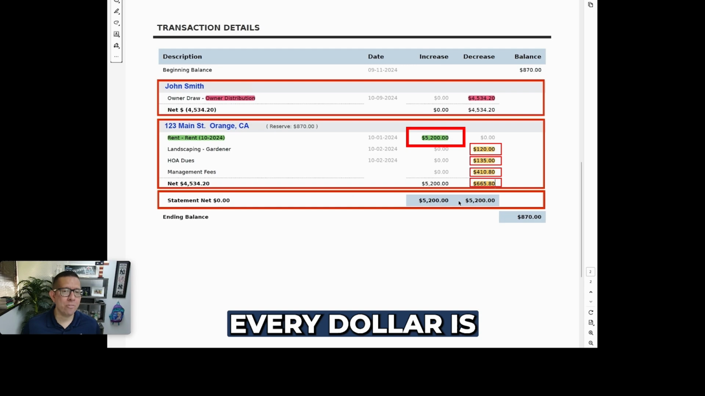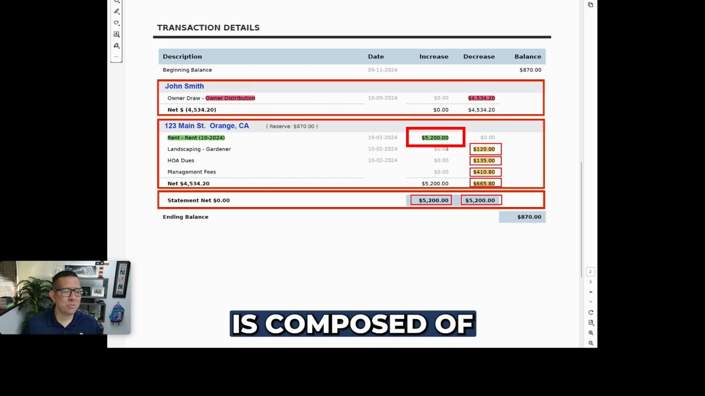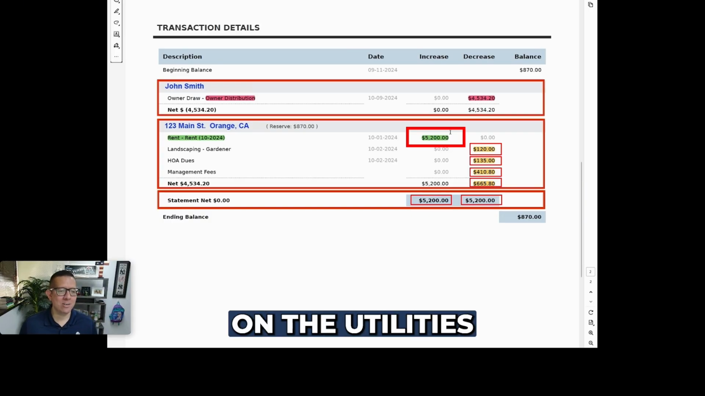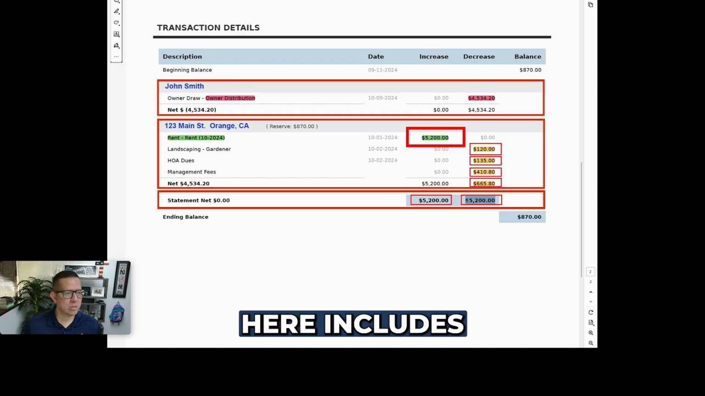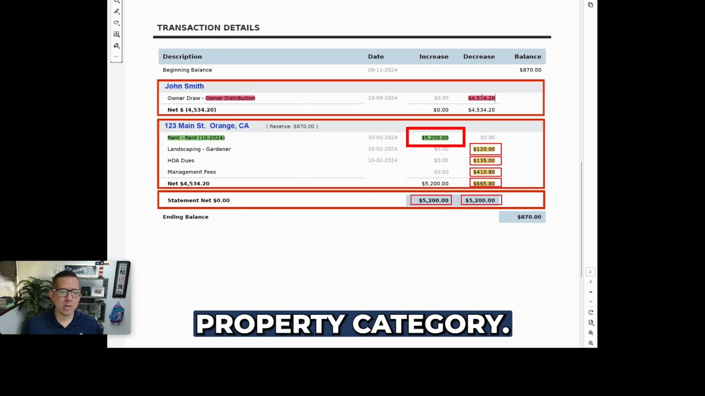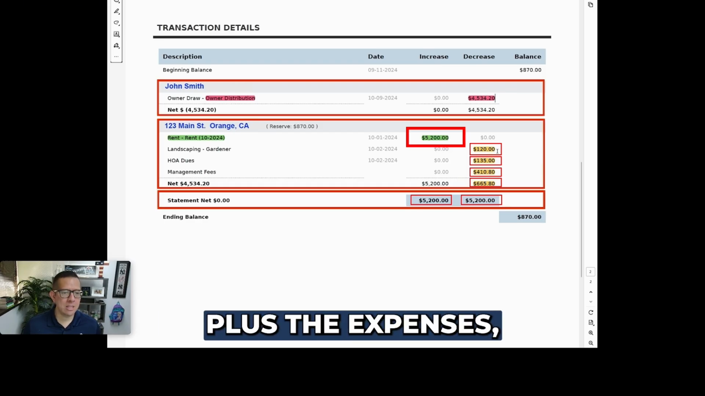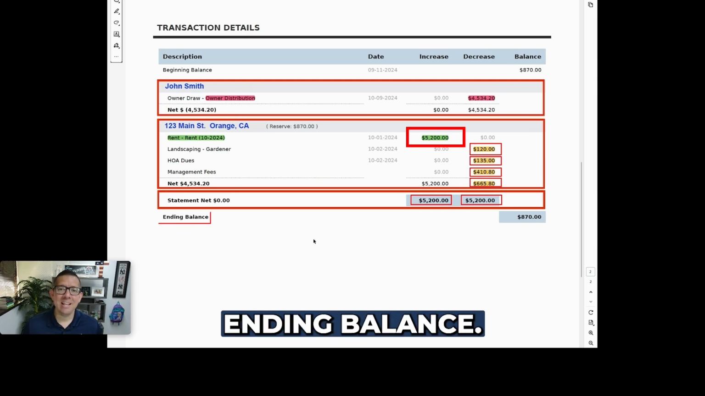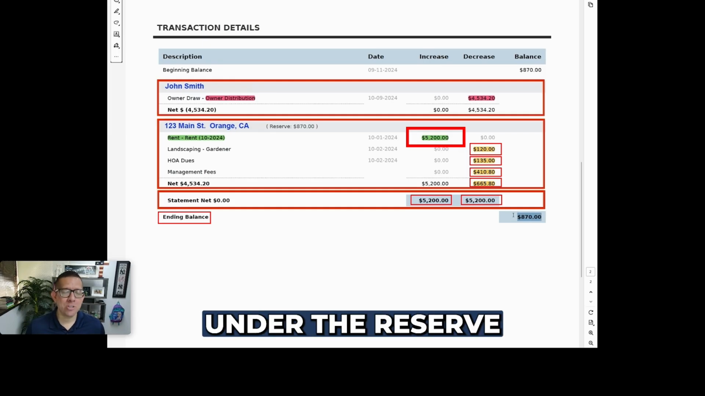This section shows that every dollar is being accounted for. What we want to see here is that the total increase matches the total decrease. The increase on the account is composed of usually the rent. However, depending on the situation, it could also include flat fees on the utilities being charged or owner contributions. The total decrease that you see here includes the owner category as well as the property category. So in this example, it would be the owner distribution plus the expenses, the total expenses equaling $5,200. Finally, the last section, ending balance. The goal is to have this number equal the number on the first page under the reserve amount.